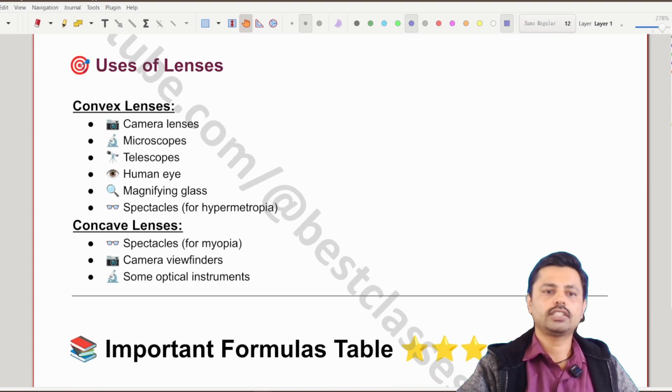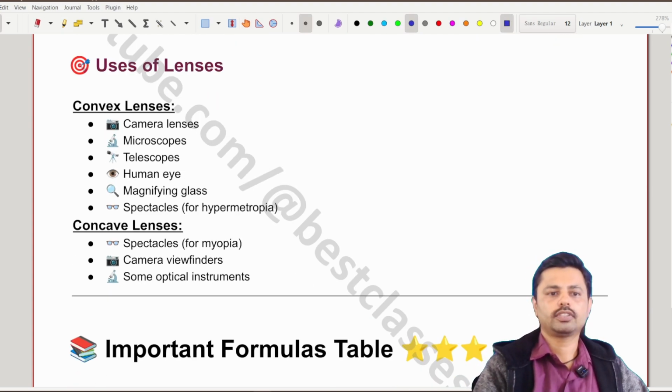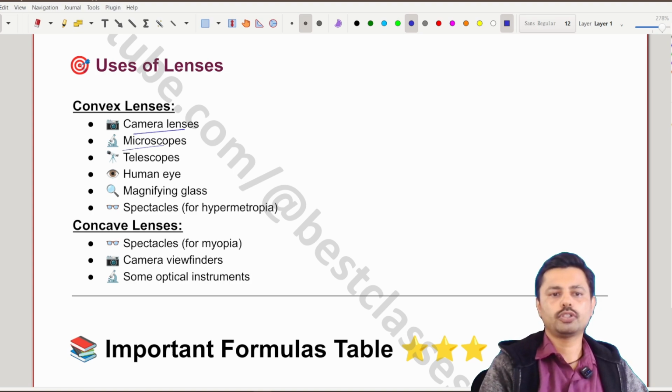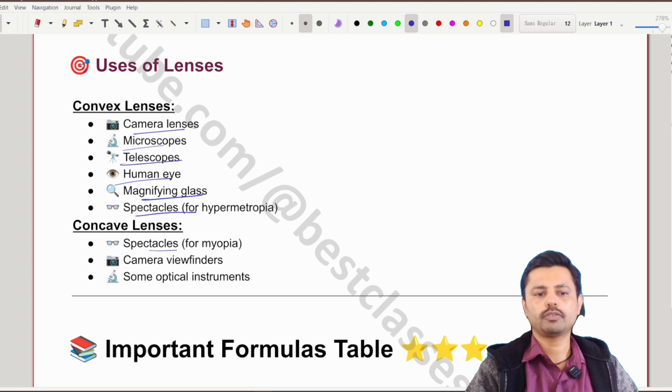Now uses, there are these uses. Lens is used in camera, microscope, telescope, the human eye, like naturally it's there in the eyes, magnifying glass, specs, yeah. Concave lens is used for myopia, camera viewfinders and optical instruments.